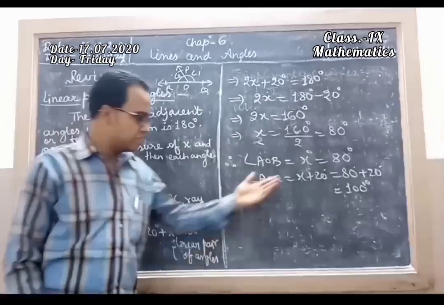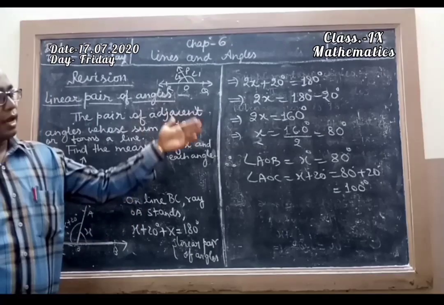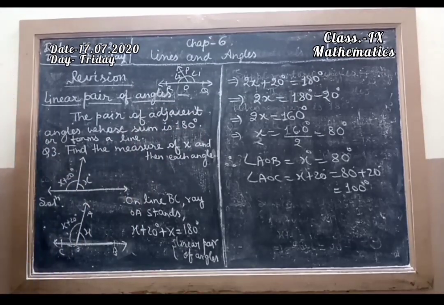Now we easily check: 100 plus 80, 180 degrees. It means it forms a line. So they are a linear pair of angles.